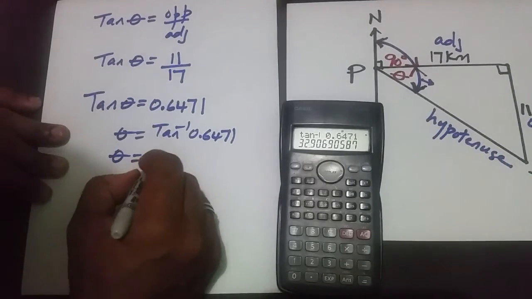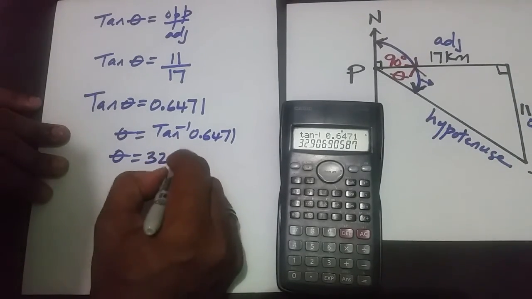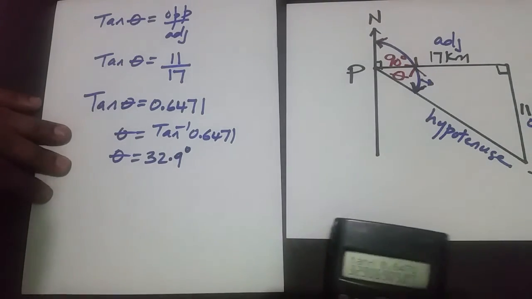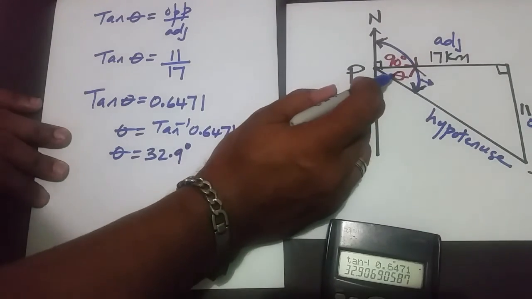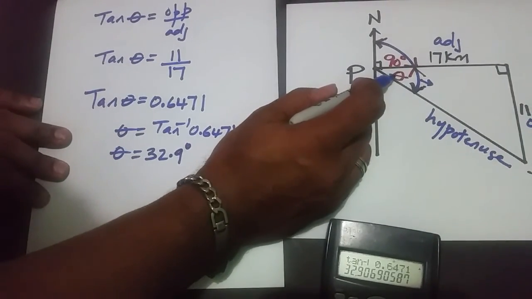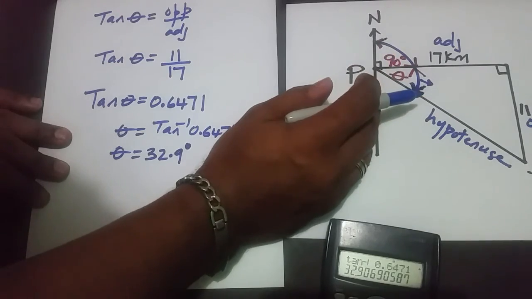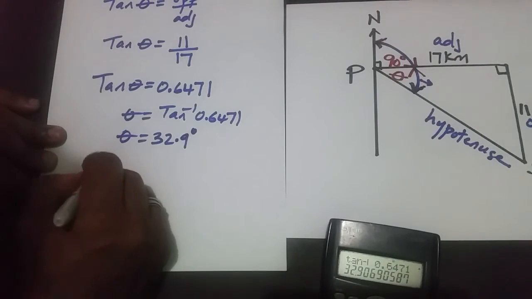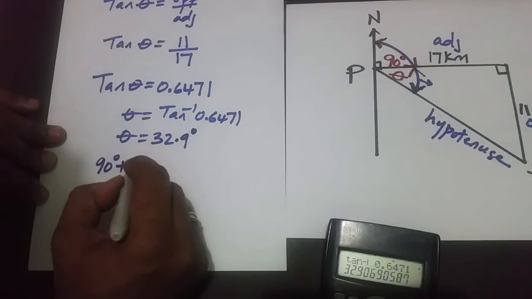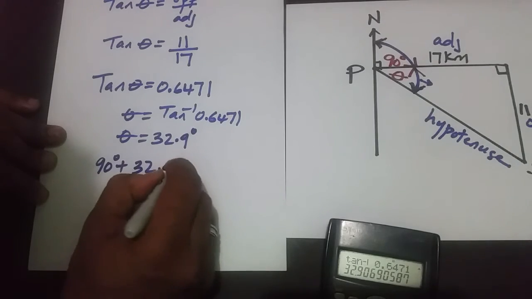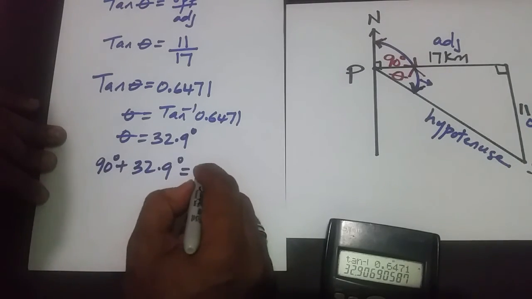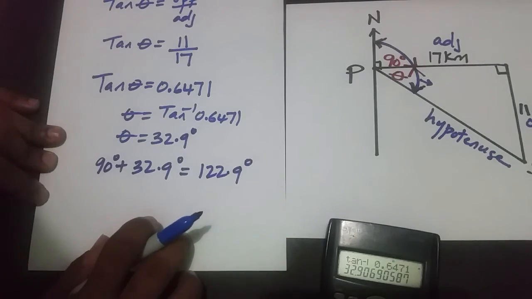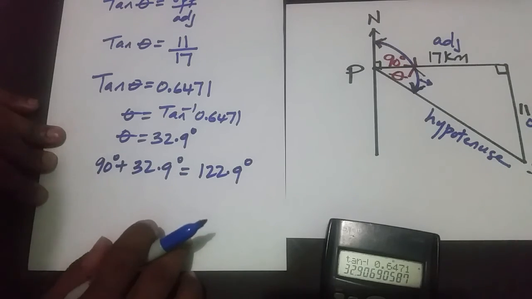So it is 32.9 degrees. It's an angle, so I'm going to go to 1 decimal place for now. Now, I know what theta is, so all I need to do now is add theta, which is 32.9 degrees, to this 90 degrees here. So 90 degrees added to 32.9 degrees is going to give me, I believe, 122.9 degrees.